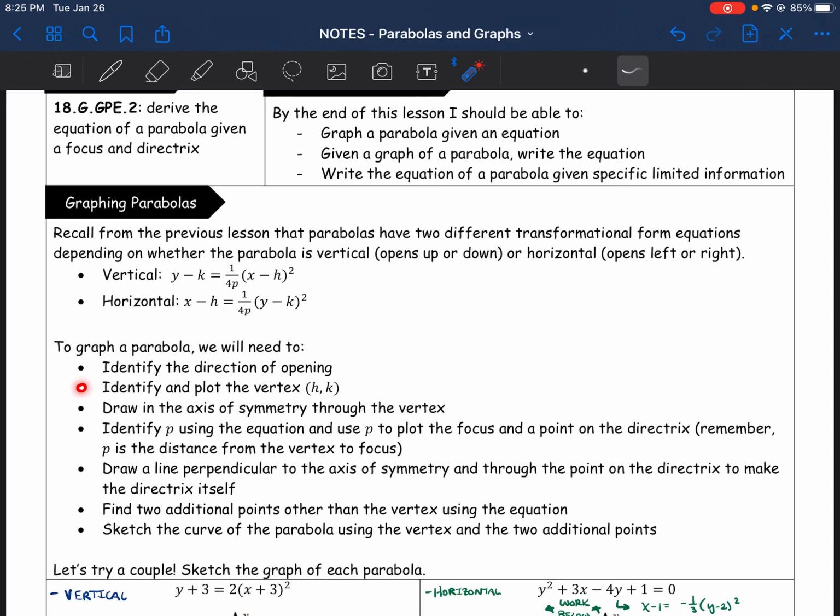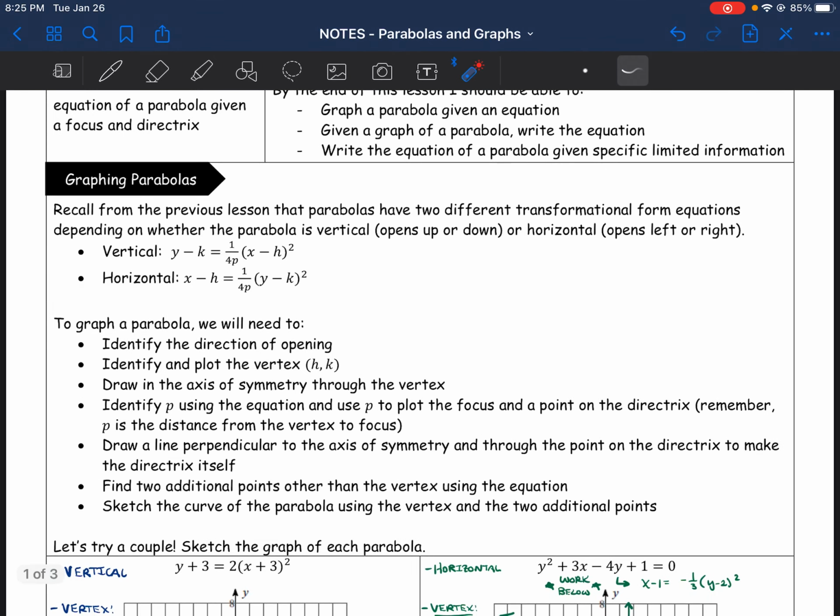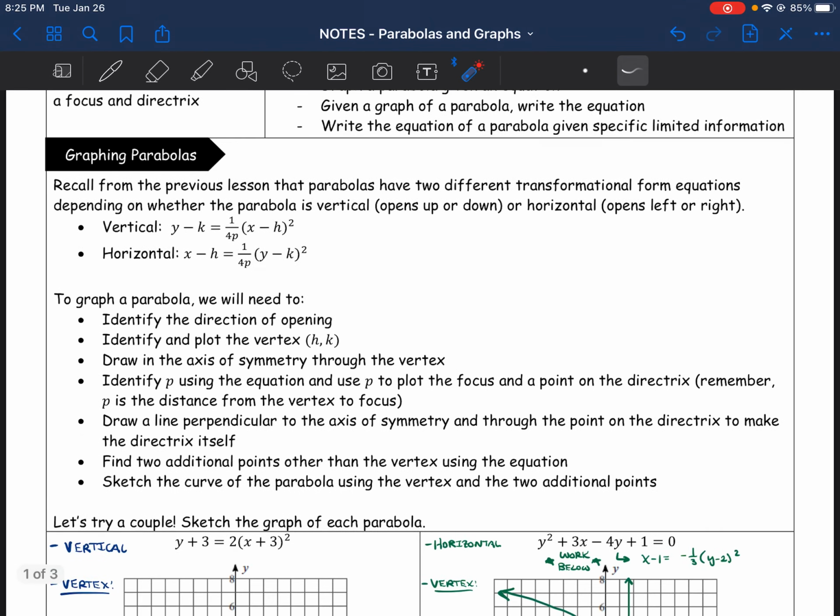identify and plot the vertex, (h, k), draw on the axis of symmetry through the vertex, identify p using the equation and use p to plot the focus and a point on the directrix. Remember, p is the distance from the vertex to the focus.